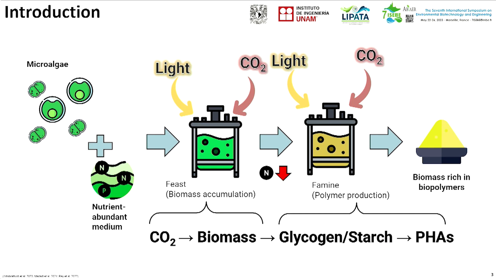And then after this first feast process, we re-inoculate the microalgae into a nutrient-deficient medium, most commonly nitrogen, in order to trigger a mechanism known as nitrogen chlorosis, which not only reduces the chlorophyll content, hence the yellow color here, but also induces first the polysaccharides production and then the polyhydroxyalkanoates production in the long run.